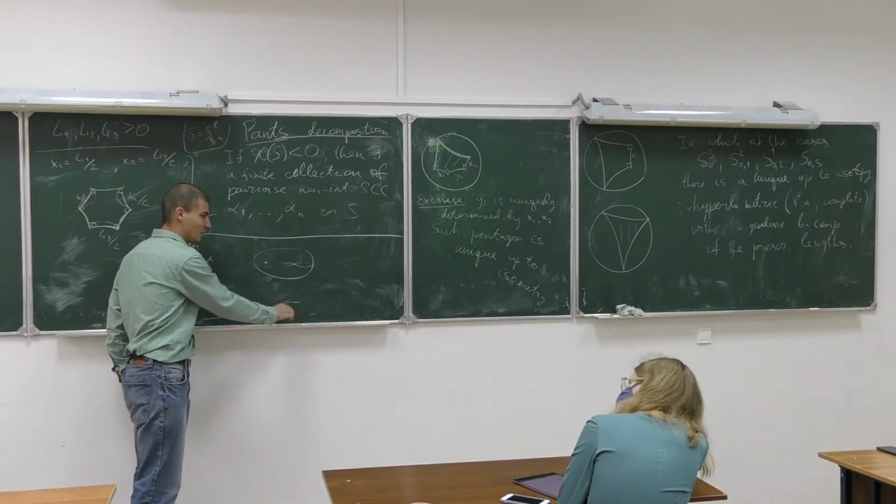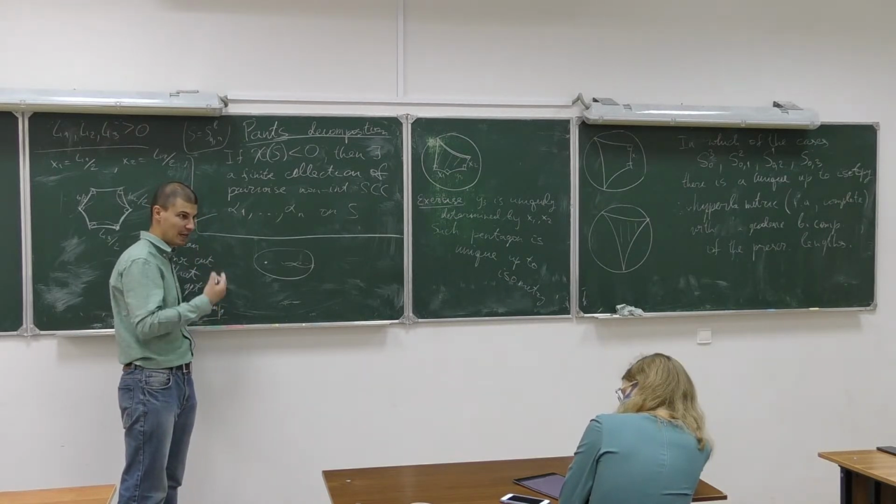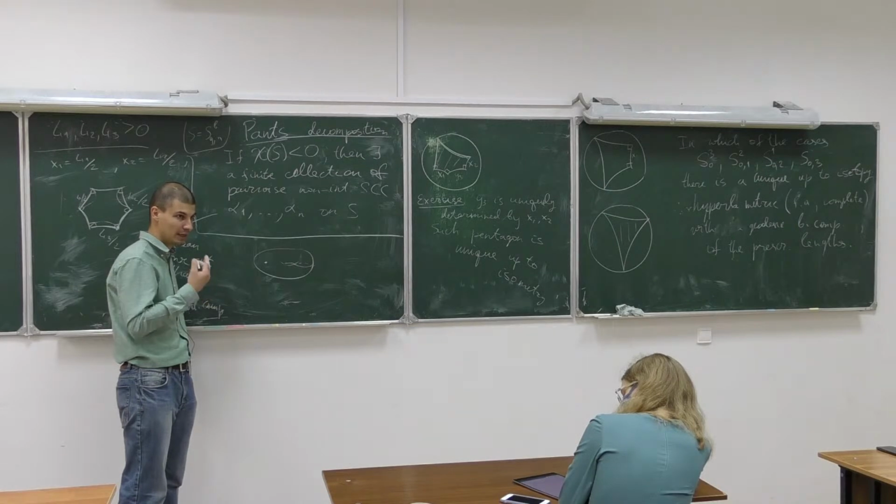First of all, it is not hard to see that there are only 5 types of surfaces of Euler characteristic -1.